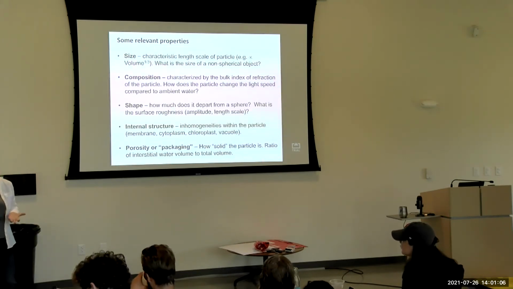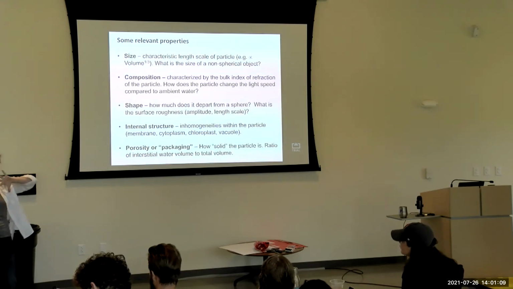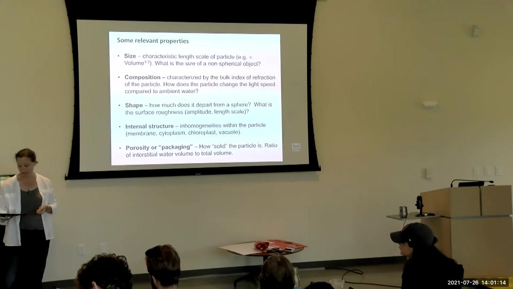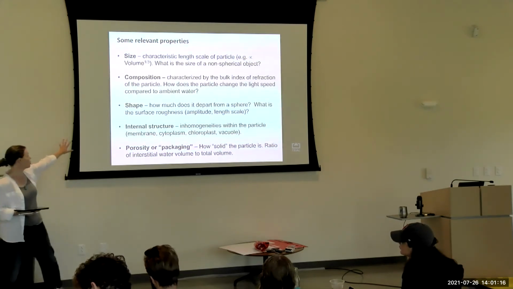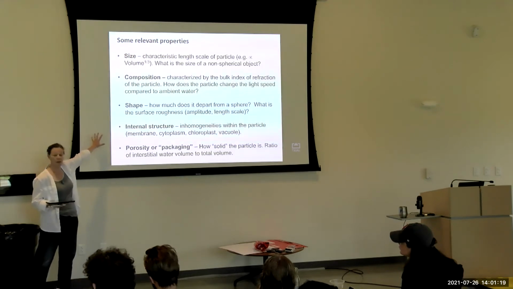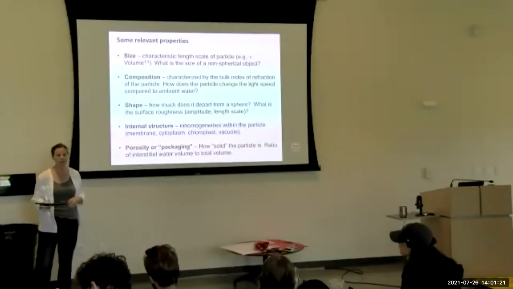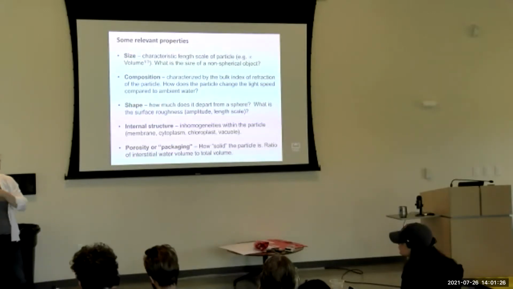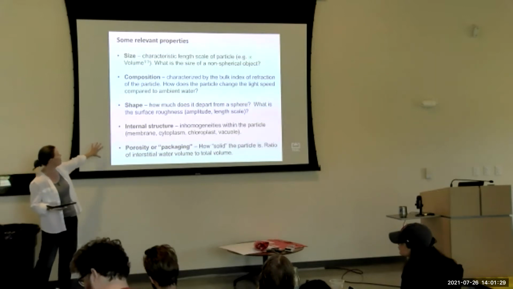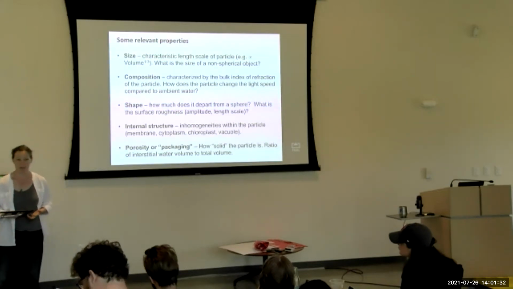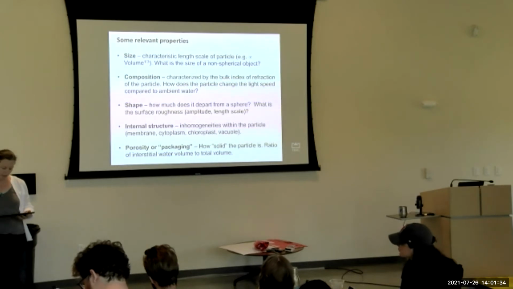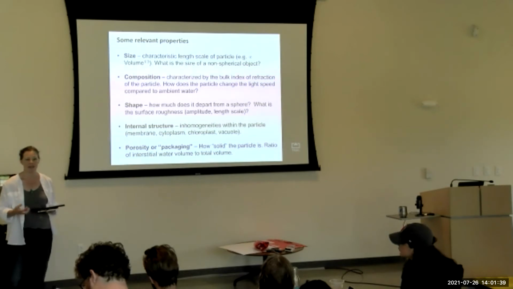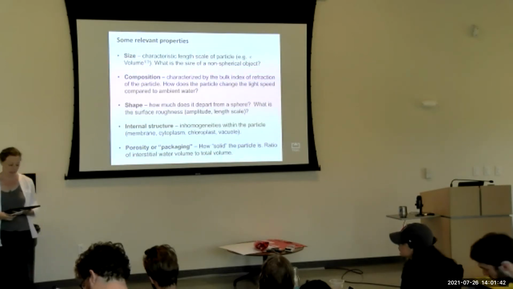How much does the shape depart from the sphere? Does it have characteristics that we can use to identify, for instance, species or something like that? The internal structure of particles is also going to be really important when we start to think about optical properties, right? Modifications inside the particle. And then the porosity or packaging, which I kind of mentioned when I was talking about composition too. Like what's the fluid fraction? How solid is it? Is there interstitial water inside? That's going to affect the density and the refractive index.